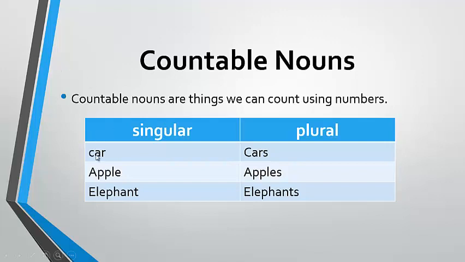For example, here we have car, that is singular, or we have cars that are plural. So I can say one car or some cars. We have apple, one apple, or apples, one elephant, and elephants. Let's remember that in English we can pluralize some nouns by adding the letter S, like in here, cars, apples, and elephants.